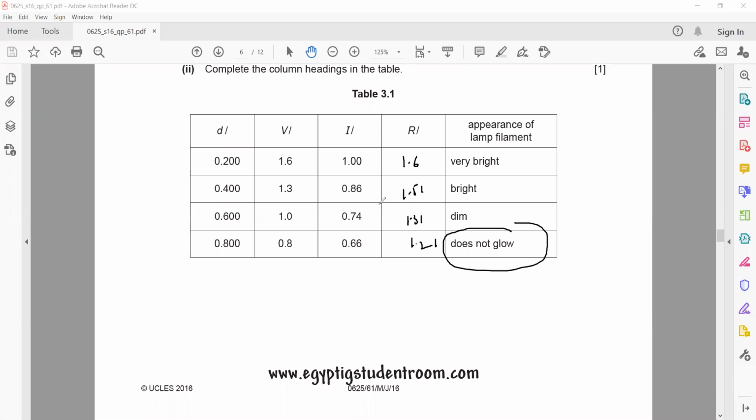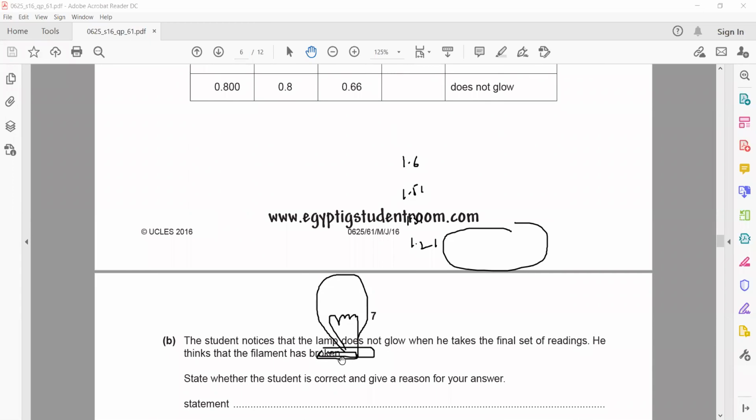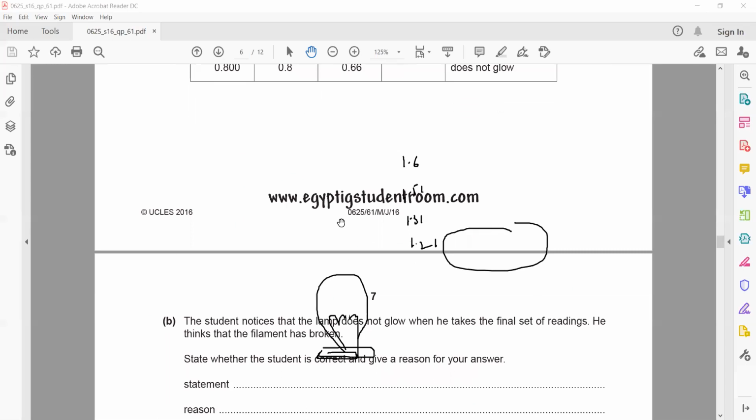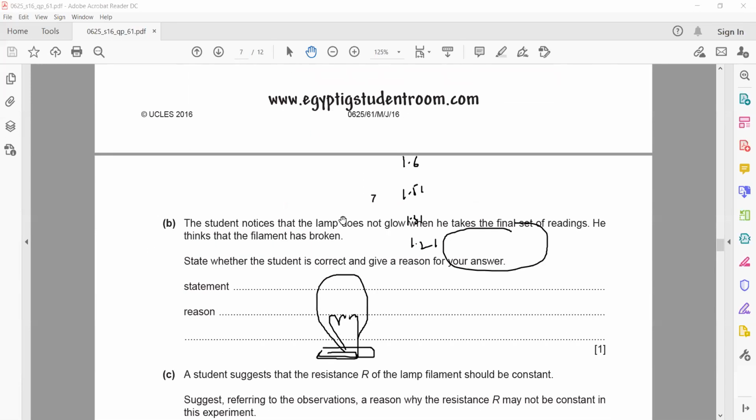So the student thinks that, because it's a filament lamp, if it does not glow, then due to the heating effect the filament might be broken. Is he right or wrong? The statement is wrong.